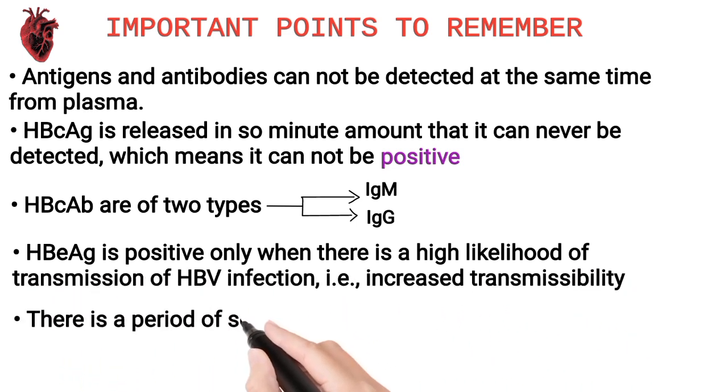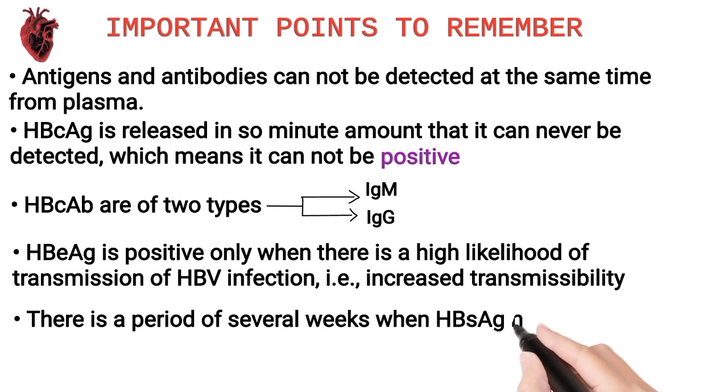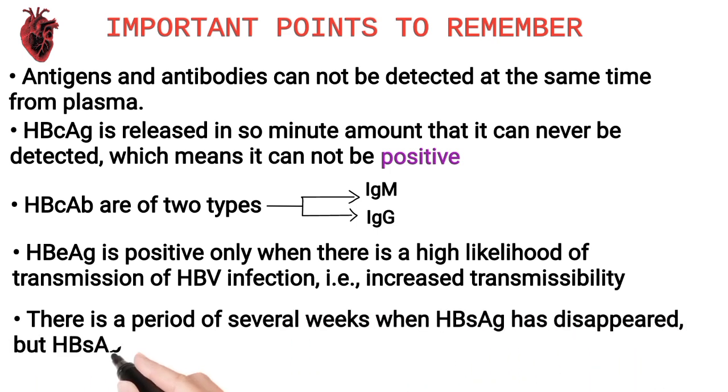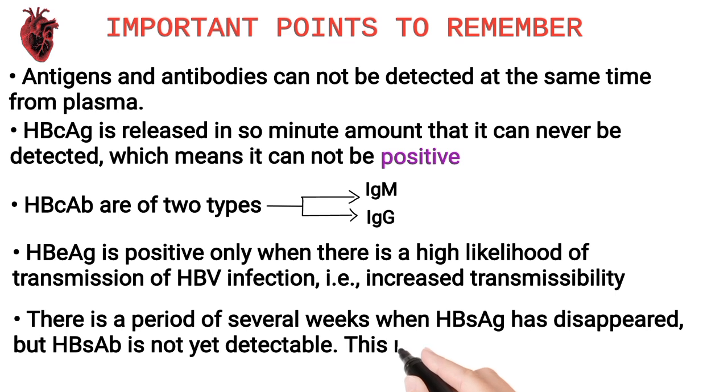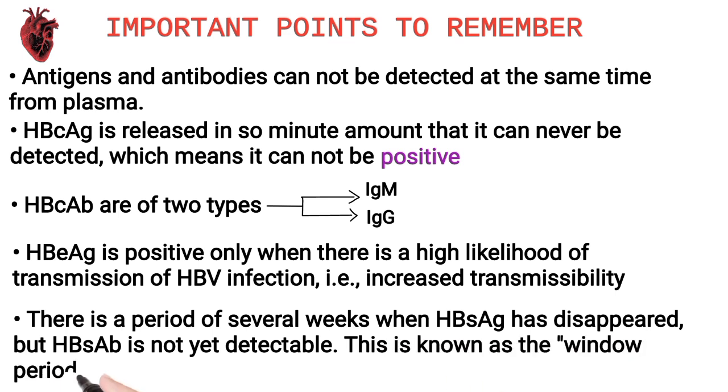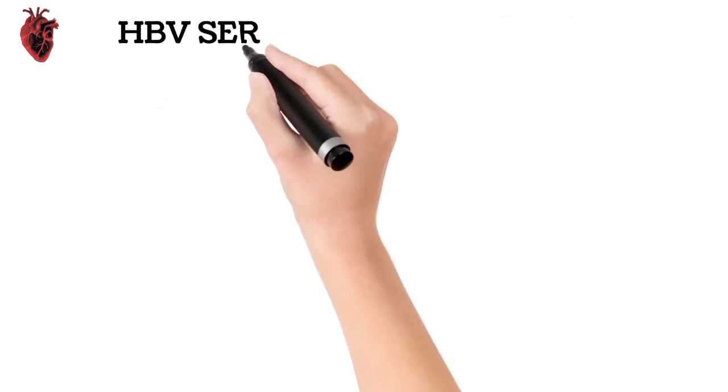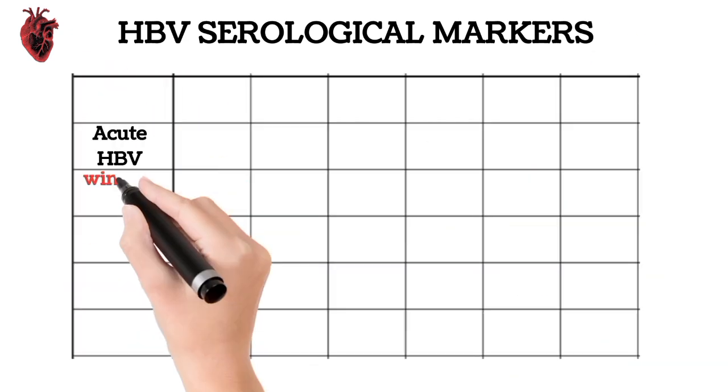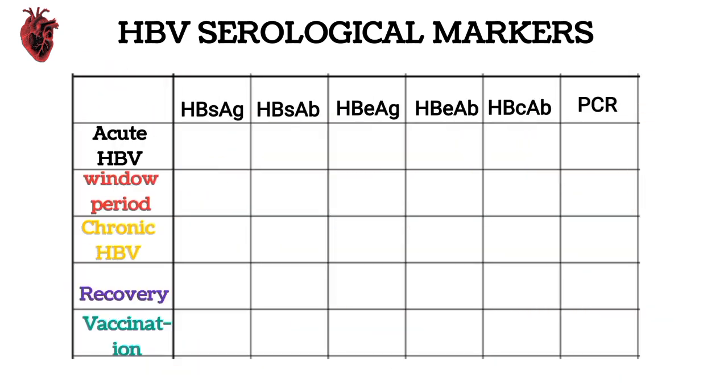There is a period when hepatitis B surface antigen has disappeared from plasma, but hepatitis B surface antibodies is not yet detectable. This period is known as window period. Now let's talk about hepatitis B virus serological markers in different scenarios.